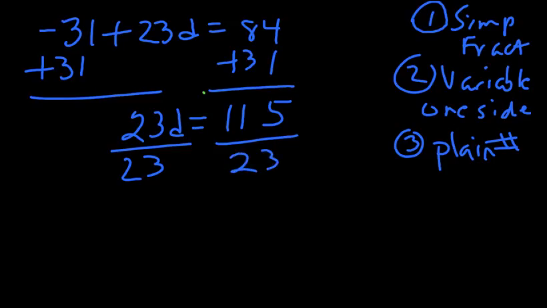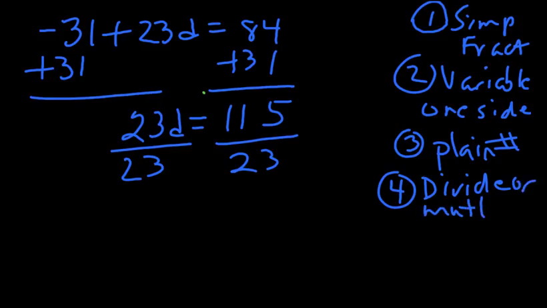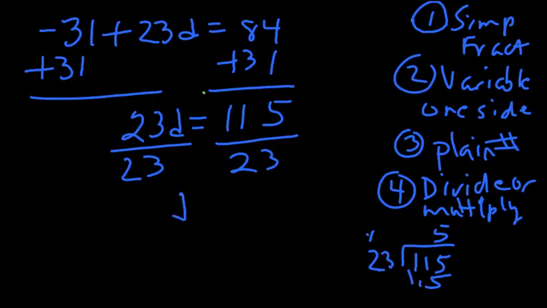Okay, 115, oh, that's my next step, is divide. It's almost always divide. Every now and then it's multiply if it's one of those ones that's already dividing. Divide or multiply. Okay, so I'm going to divide. I'm going to put 115 in the box, 23 out here. I'm going to try 5. The reason I'm going to try 5 is because 5 times 3 is 15. 5 times 2 is 10 plus 1 is 11. That's what it is. So D equals 5.